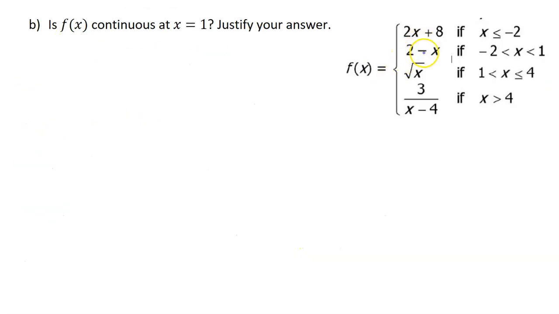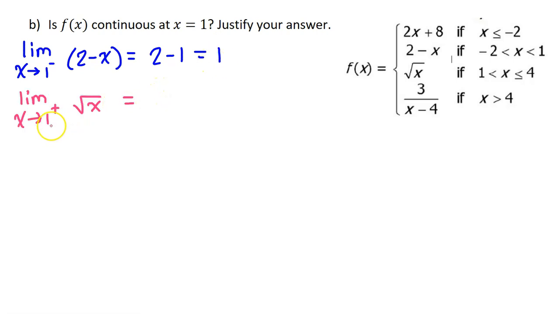f of x switches from 2 minus x to the square root of x at x equals 1. So on an FRQ, you might be asked, is f of x continuous at x equals 1? Justify your answer. To find the limit as x approaches 1 from the left, we use the 2 minus x piece. We can do direct substitution. Plugging in 1 for x, we get 2 minus 1, which is equal to 1. To find the limit as x approaches 1 from the right, the square root of x piece applies. Again, we can evaluate this limit by direct substitution. The square root of 1 is also 1.